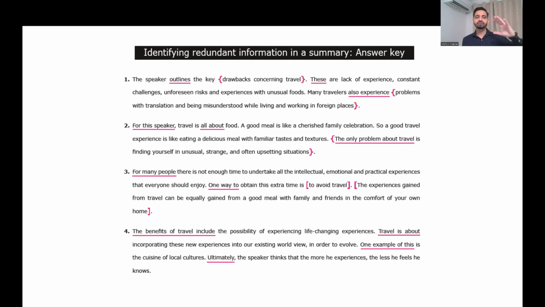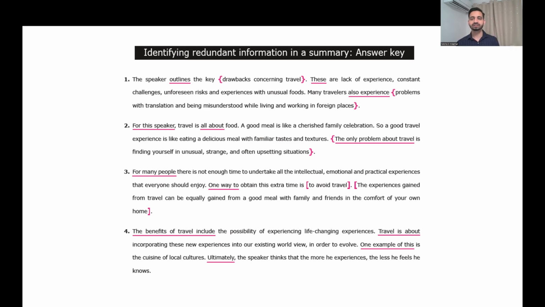All right. So identifying redundant information in a summary. Let's look at the first summary. The speaker outlines the key drawbacks concerning travel. It's incorrect information because it's talking about the benefits of travel, not the drawbacks, right? The underlined words are basically the signpost words. These are lack of experience, constant challenges, unforeseen risks, and experiences with unusual food. Many travelers also experience problems with translation and being misunderstood while living and working in foreign places.